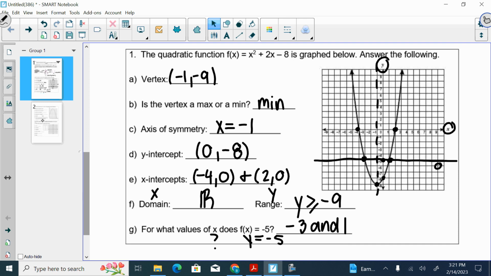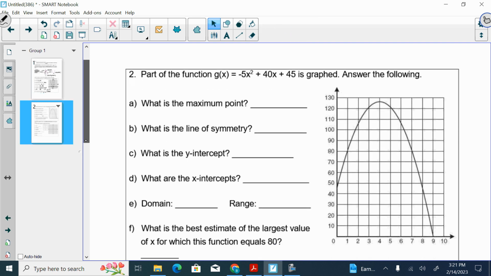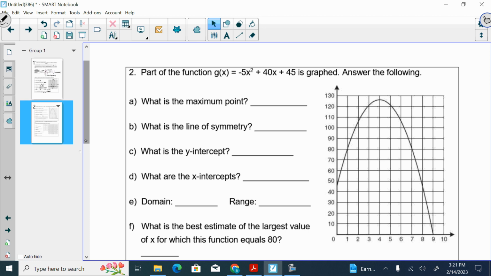All right, same thing for the second one. It says, where is the maximum point? So remember, maximum point is, like Grayson said, the most, right? So this is our most. Where is that point at? And what's the x value at that point? 4. Very good. So this is at 4, 125.